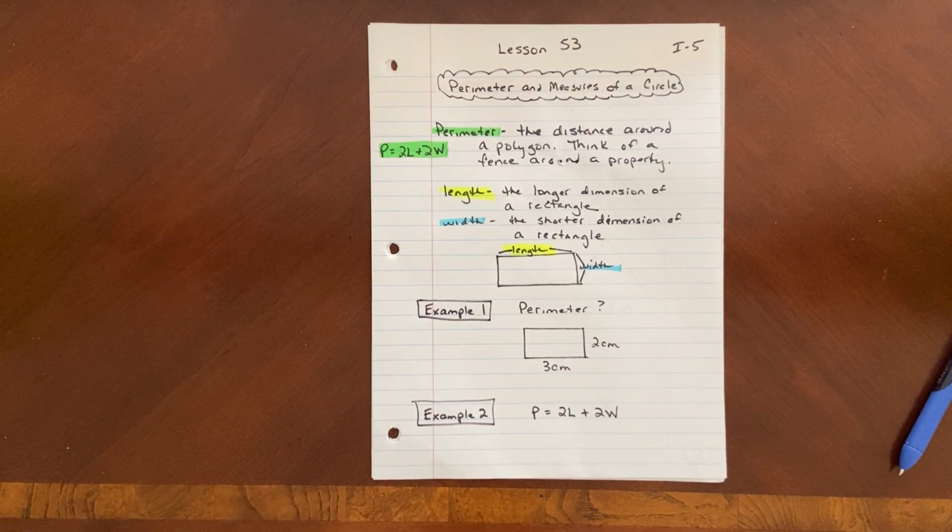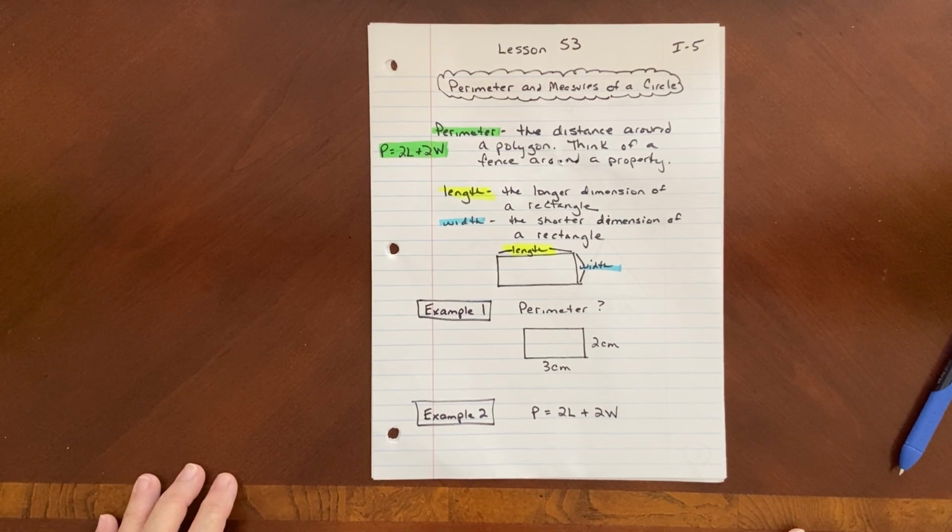Okay, lesson 53 is perimeter and measures of a circle. So we're going to do some stuff with perimeter. We're going to learn some terms about circles. There's a lot of vocabulary in here, so you might want to take some notes if you don't know this stuff.